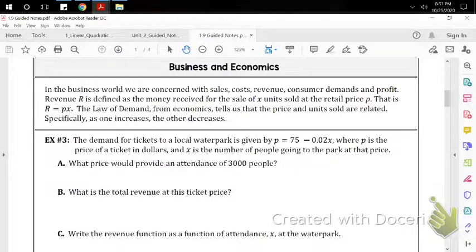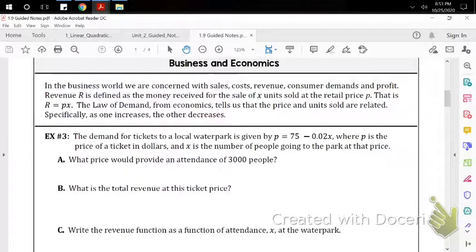Okay, moving on to business and economics. It says, in the business world, we are concerned with sales, cost, revenue, consumer demands, and profit. Revenue R is defined as the money received for the sale of X units sold at the retail price of P. That is, R is equal to P times X. The law of demand from economics tells us that the price and units sold are related. Specifically, as one increases, the other decreases.